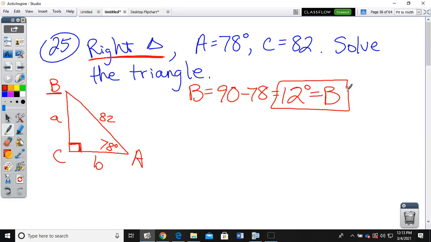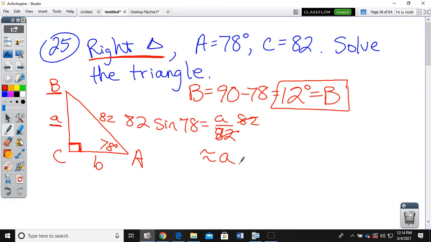Next, do you want to find A or B first? A. Sounds good to me. A is what compared to 78, the angle they gave us? It is opposite, and they gave us the hypotenuse. So what uses opposite and hypotenuse? Sine. So the sine of 78 equals opposite, A, over the hypotenuse, which is 82. And you just multiply by 82 on both sides. So A rounded would be 80.2. Is that what y'all are getting?